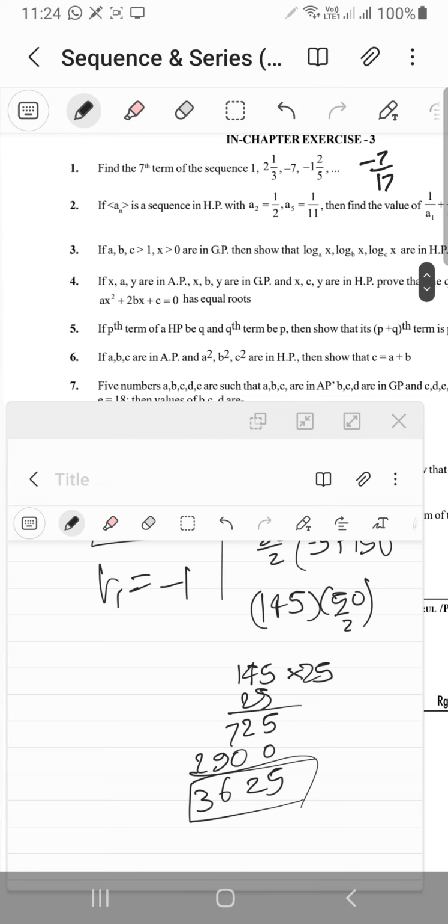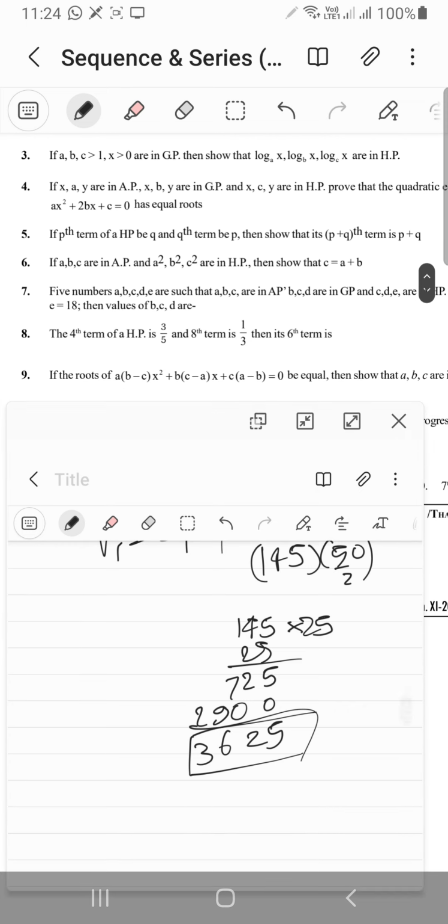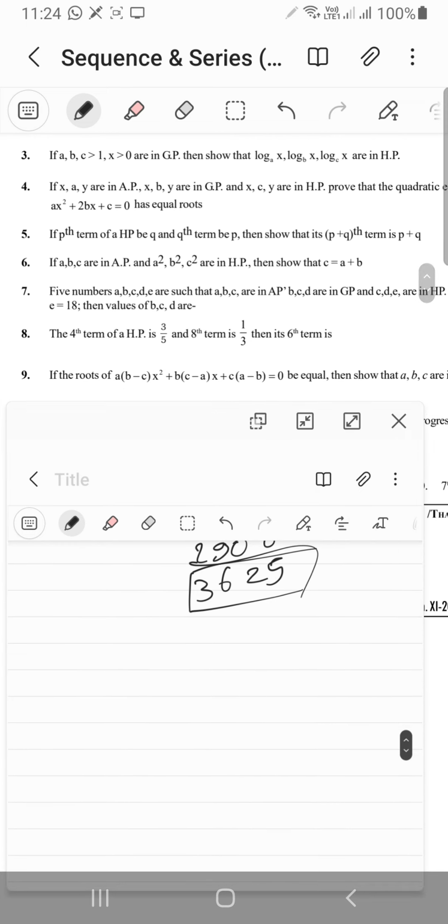Okay, next. If a, b, c bigger than 1, x bigger than 0 are in GP, then show that these things are in HP. These are in GP, show that these are in HP.